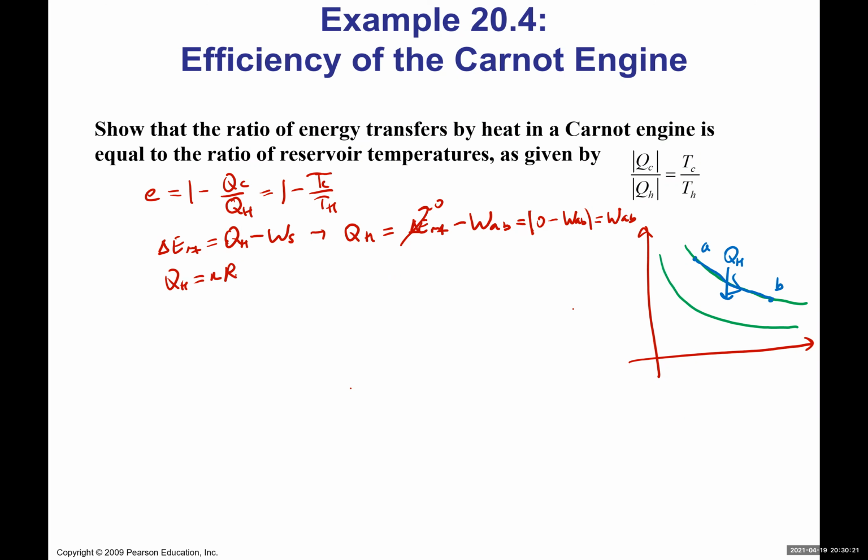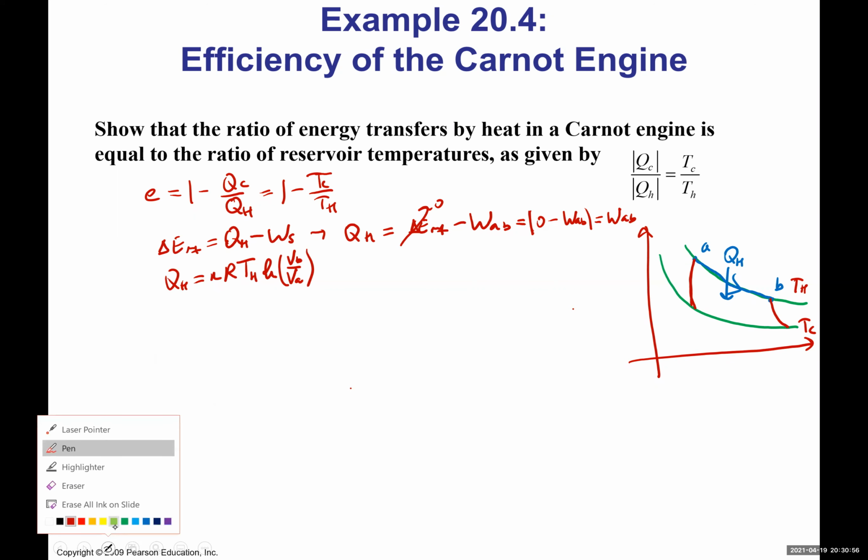Now this QH can be written as the work done for the isothermal process, which is going to be n times R times the temperature, which is temperature H, because this is temperature H and this is temperature C, times ln of VB over VA. That's the heat added during that process. Remember, there is no heat during the adiabatic expansion and compression, but there's heat removed during the third step. So this is QC.